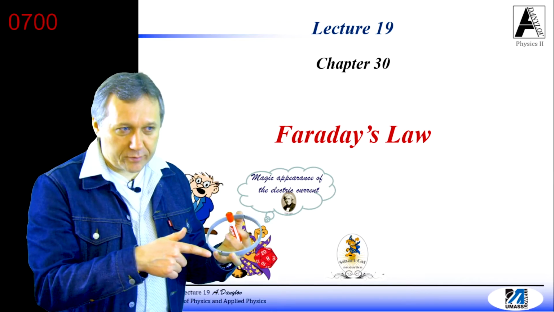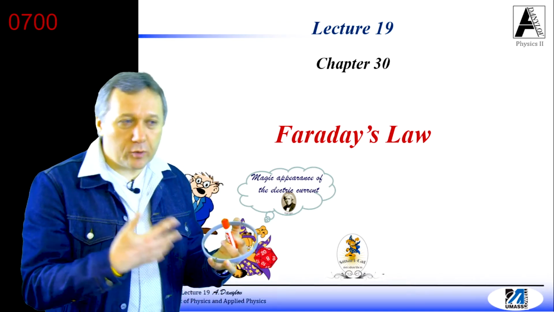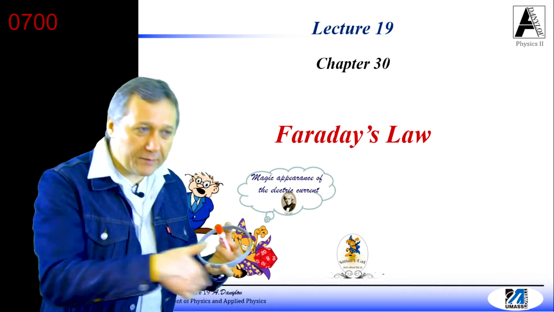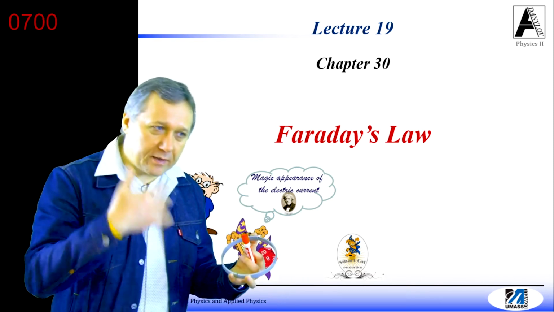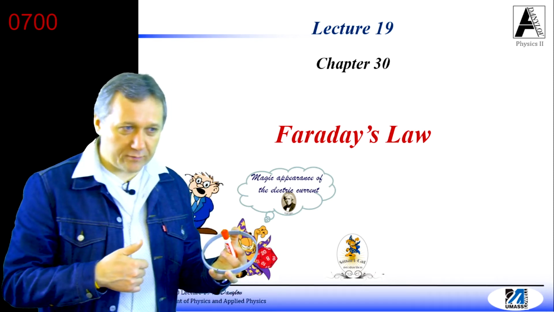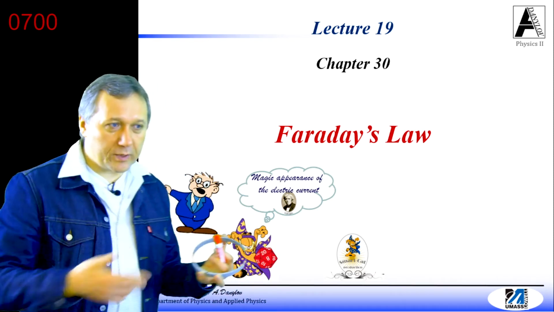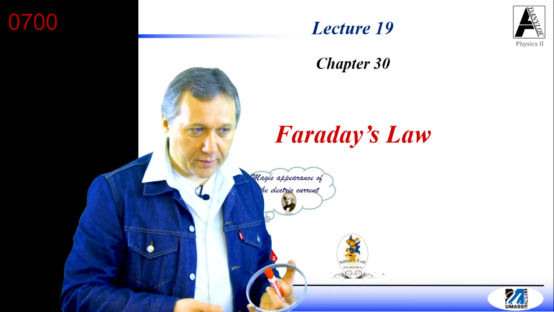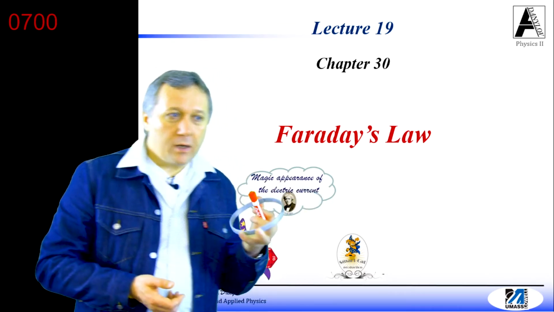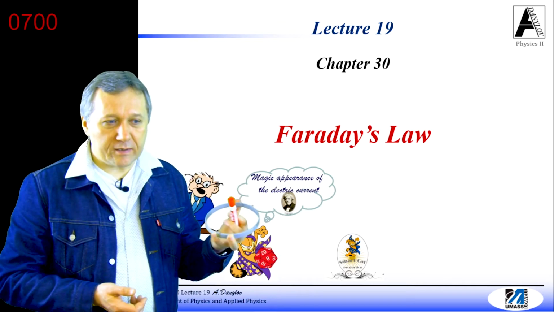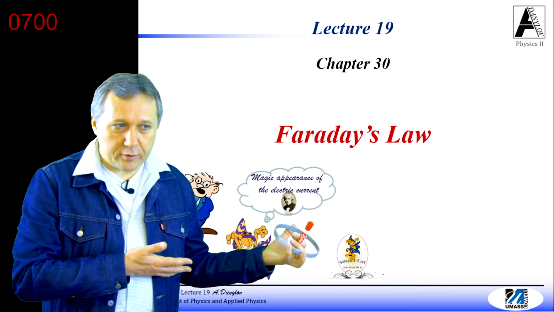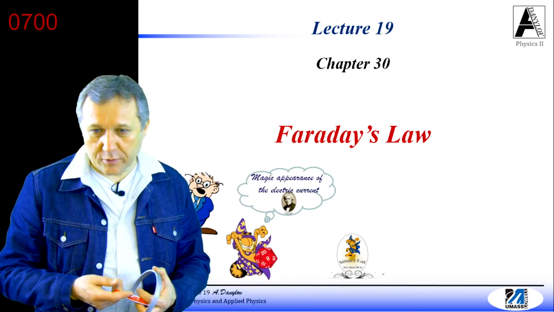current will be produced. That current we call induced current. Of course, EMF will be produced, and as a consequence, current will start flowing in the loop in a clockwise or counterclockwise direction. And this phenomenon cannot be explained by anything except Faraday's law. That's why Faraday's law was introduced.